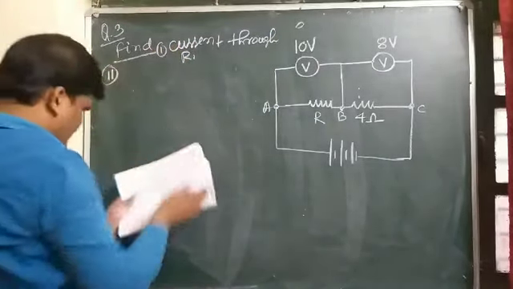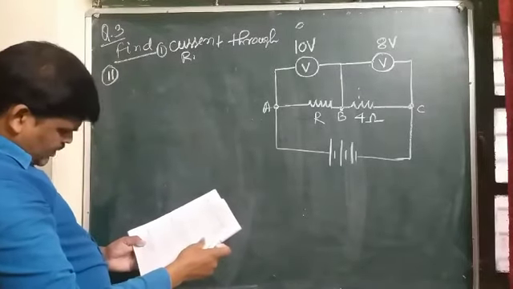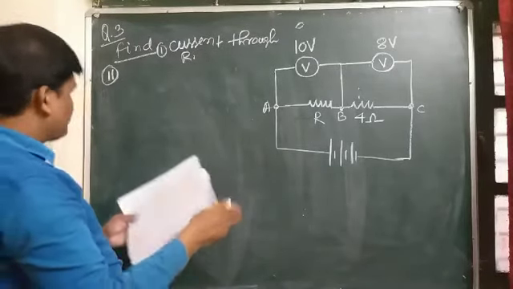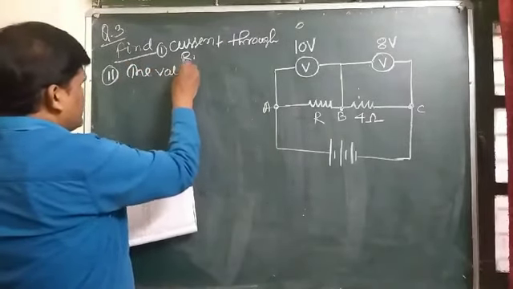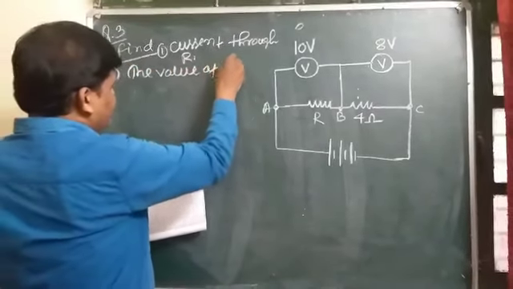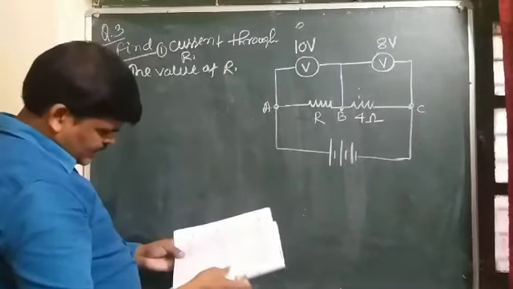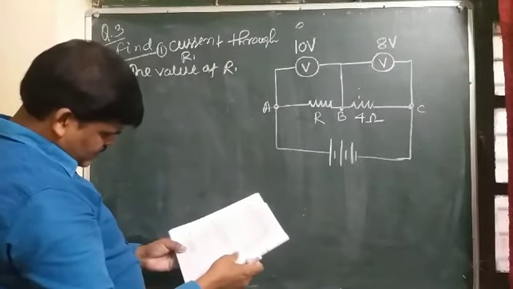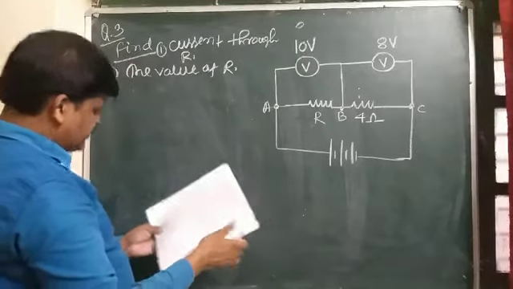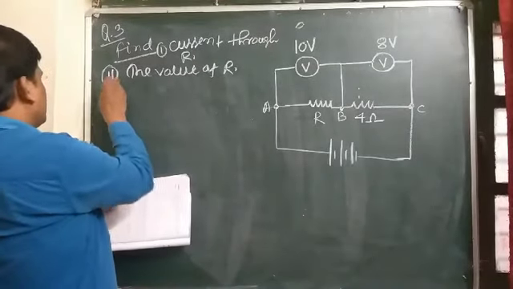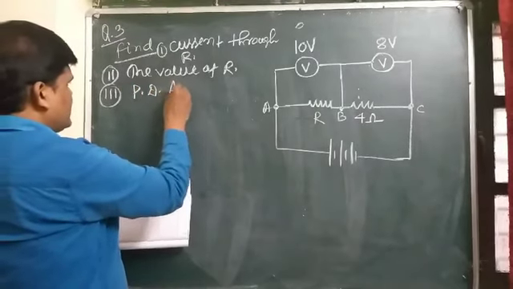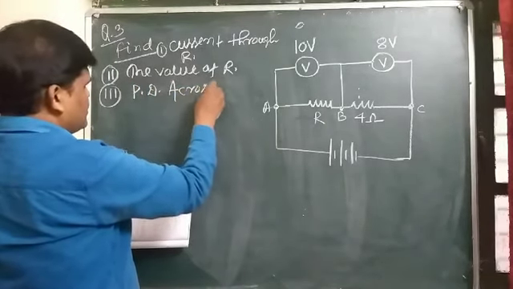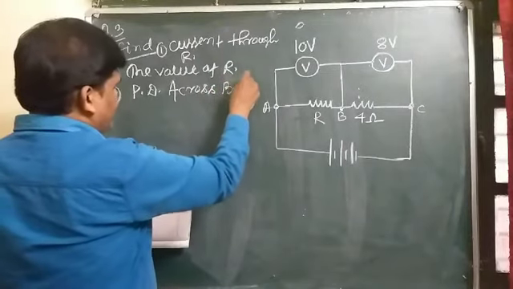Second, the value of the resistance R. And third, part C, the potential difference across the battery.